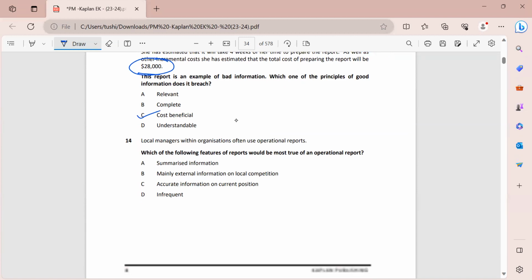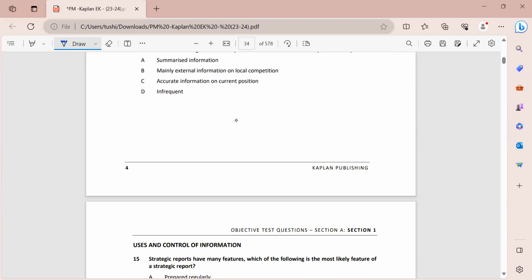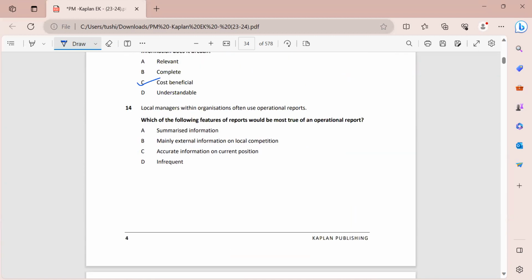Moving on to the last question. In the second video, we'll go to uses and control of information. So the last question says, local managers within organizations often use operational reports. Which of the following features of a report would be the most true of an operational report? So when you talk about operational reports, these are with the local managers. So summarized information, no, this is mainly in your strategic reports. Mainly external information, again, this forms a part of your strategic reports. Then accurate information on the current position. Definitely, the local managers will always be looking at the current scenario, and this will be accurate.